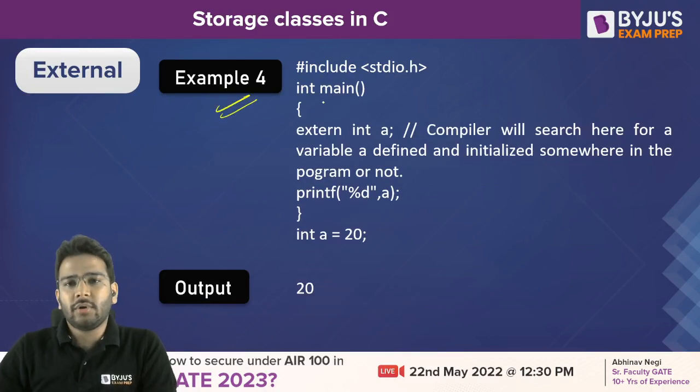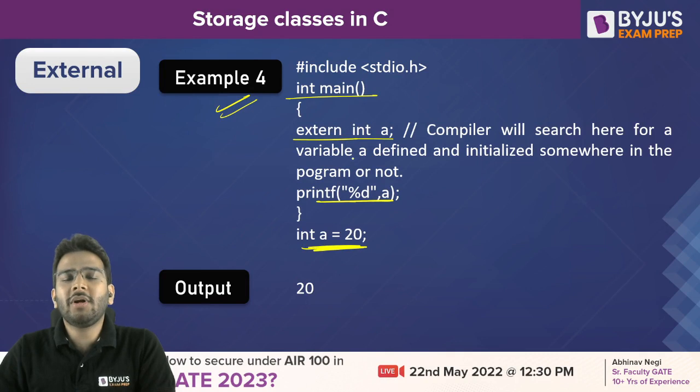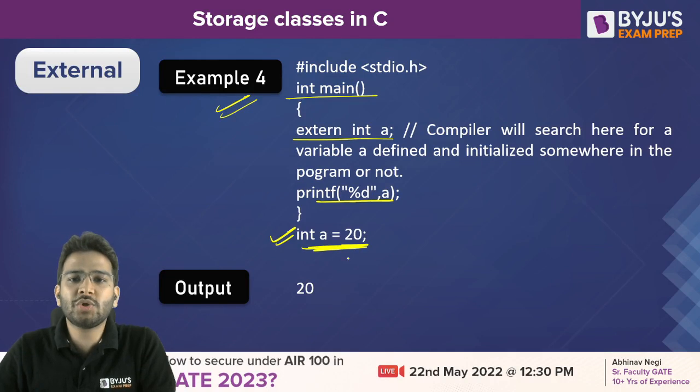Let's see this example 4. You have int main here, right? And you are writing extern int a. And you want to print the value of a, but you are defining int a is equal to 20 here. So the compiler will search the entire program where a is defined. So a is defined here and it is initialized also. So yes, it is going to print 20 as the output.